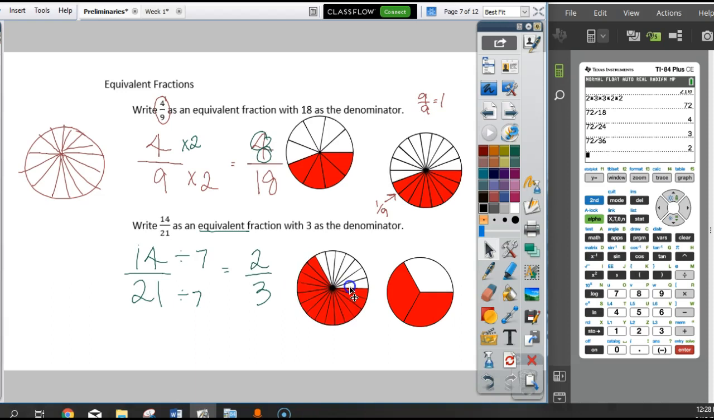And again, in terms of pizza, or looking at this area model here, 2 regions are shaded out of 3, which is the same exact region shaded as 14 out of 21.